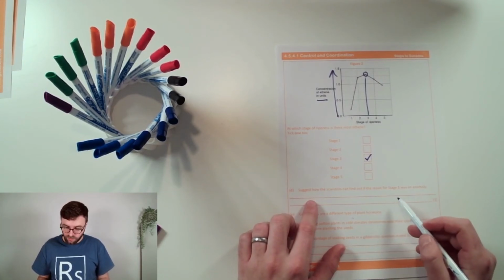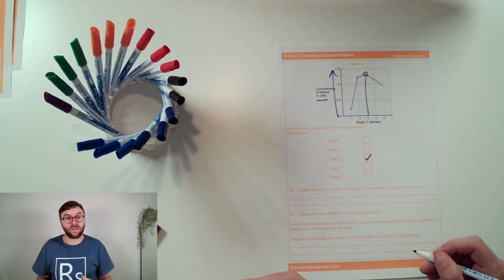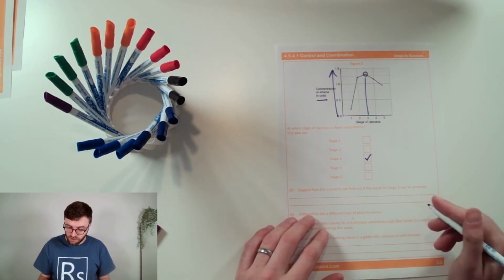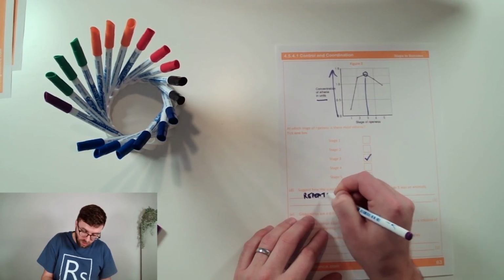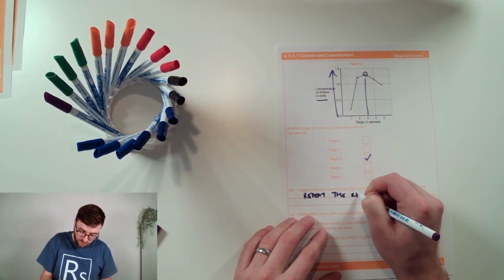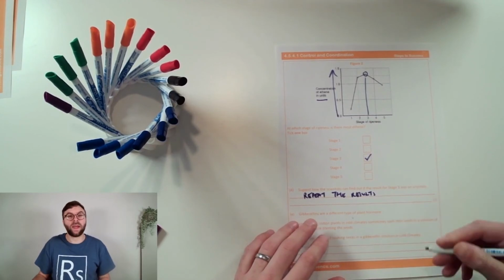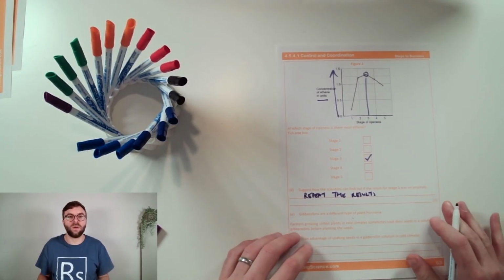Suggest how the scientists can find out if the result for stage 1 was an anomaly. Again, these questions are very repetitive and we want to get in the habit of the answers. So to find out if it was an anomaly, you would repeat the results. And if you kept getting the same answer, then you would know that it wasn't an anomaly.